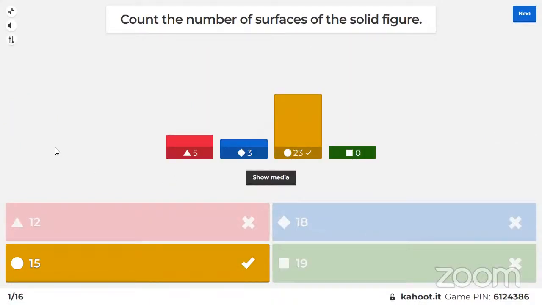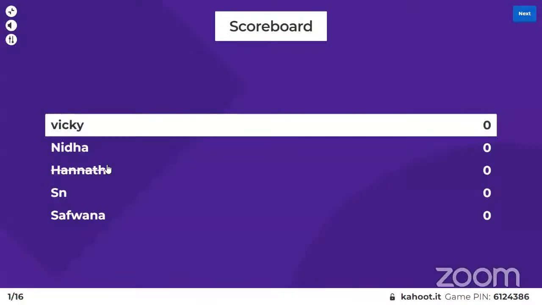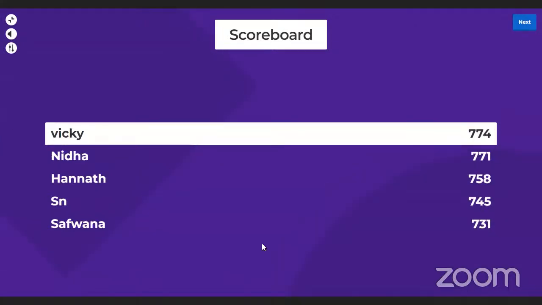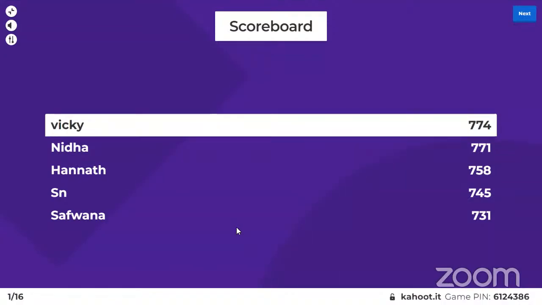All right, so count the number of surfaces of the solid figure, and that is 15. 15 surfaces are there. Most of you have answered it correctly. So the scoreboard for the first time: Vicky is on the top with 774 points. Second, we have Nita. Third, we have Hannat. Fourth, we have SN, and fifth, we have Safwana. All right, so that is regarding the scoreboard. So let's move on to the second question.